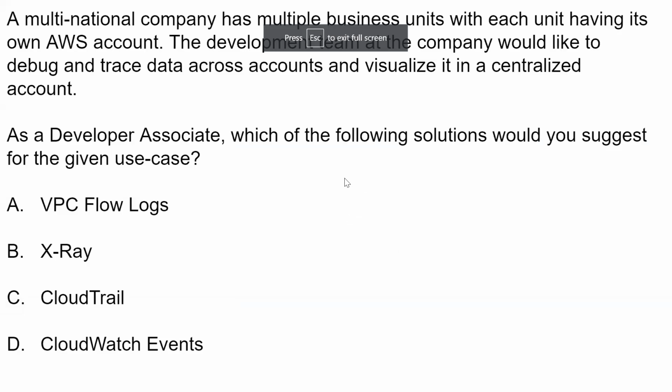A multinational company has multiple business units, with each unit having its own AWS account. The development team at the company would like to debug and trace data across accounts and visualize it in a centralized account. As a developer associate, which of the following solutions would you suggest for the given use case? A, VPC flow logs, B, X-Ray, C, CloudTrail, D, CloudWatch events.